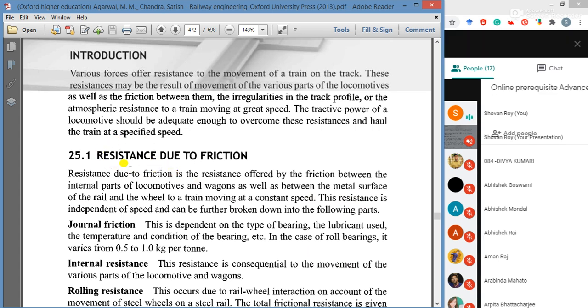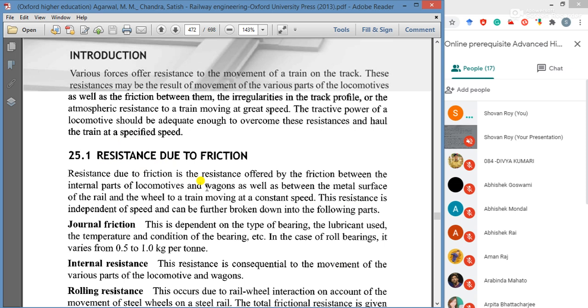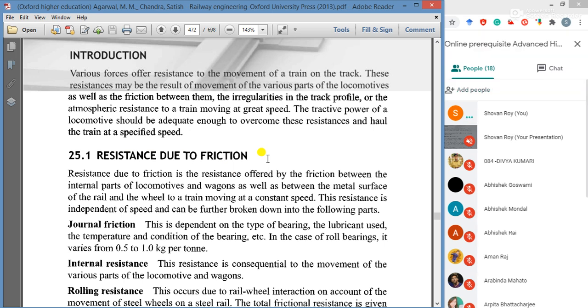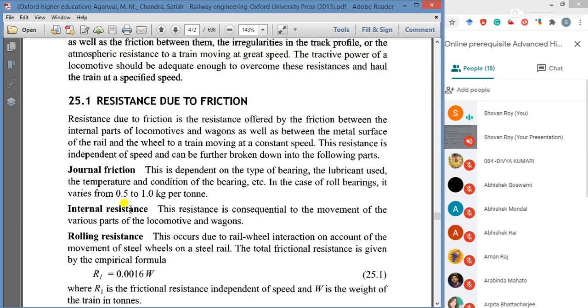Theory in this chapter is important, but numerical is more important than theory. So one is resistance due to friction. Where can friction generate? Friction can generate from the railway track, and friction between the wheel and the track. General friction depends on the type of bearing, lubricant used, and the temperature and condition of the bearing. Internal resistance is consequential to the movement of the various parts of the locomotive and wagons.